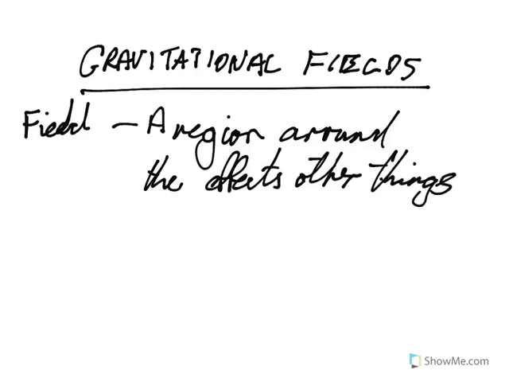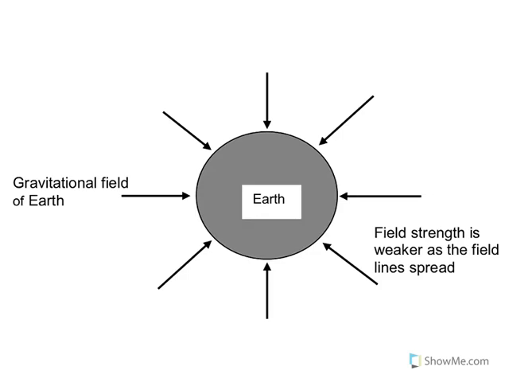It's kind of a bit wishy-washy, but the first one that we're going to look at is gravitational fields. Here's a bit of a diagram, and say this is the Earth. Then the Earth has what's called a gravitational field, and that's represented by these arrows pointing towards the Earth. The reason for that is, if I hold a ball there, it's going to fall down towards the Earth.